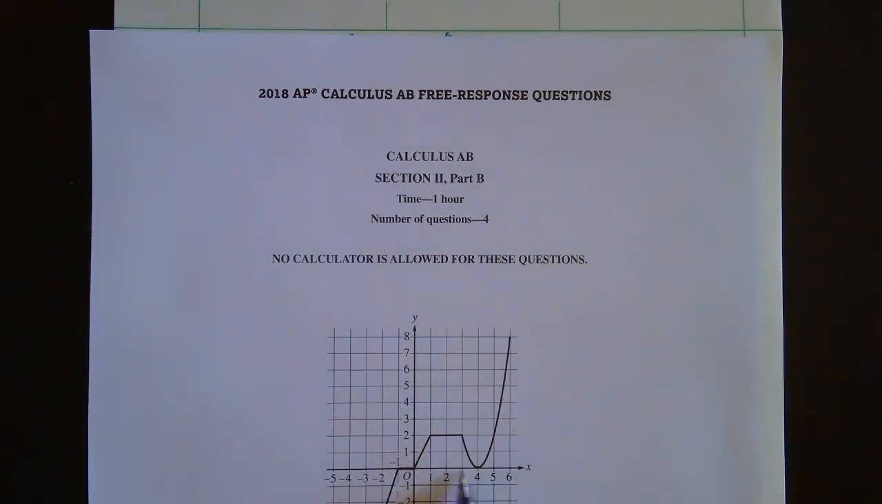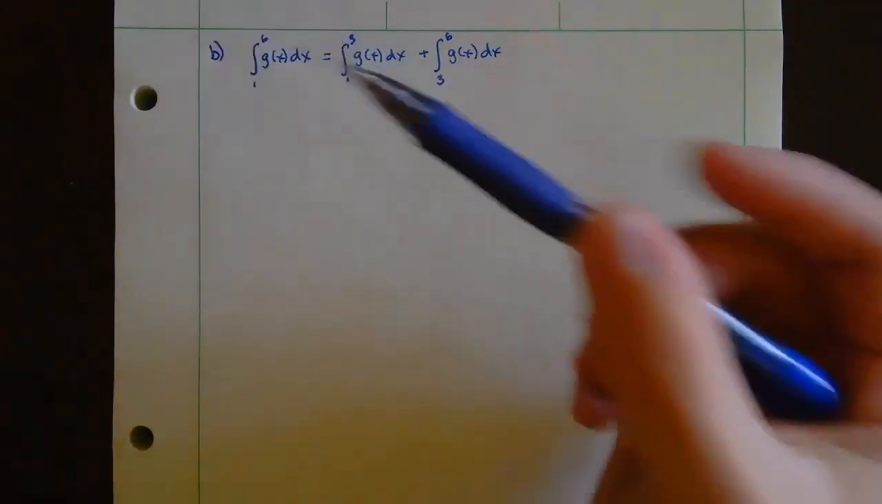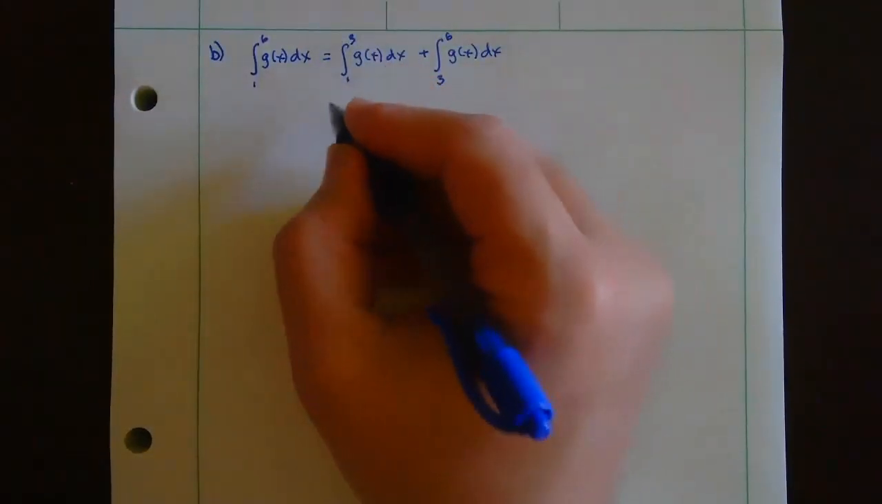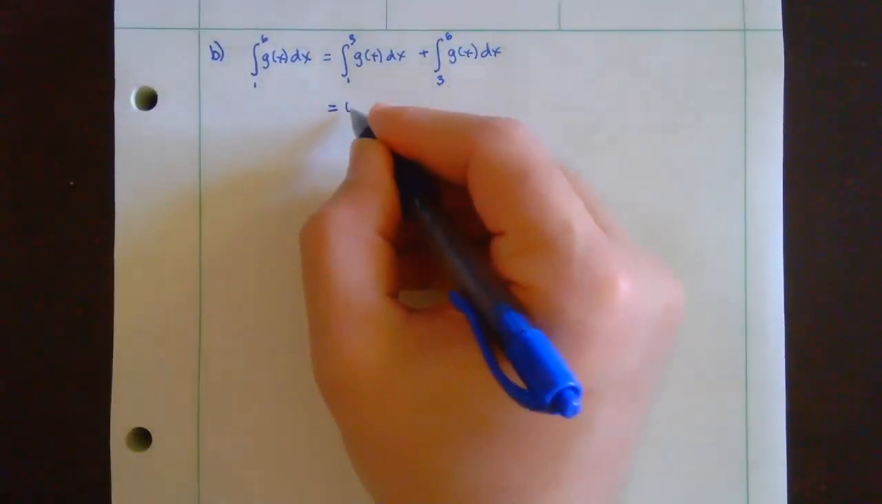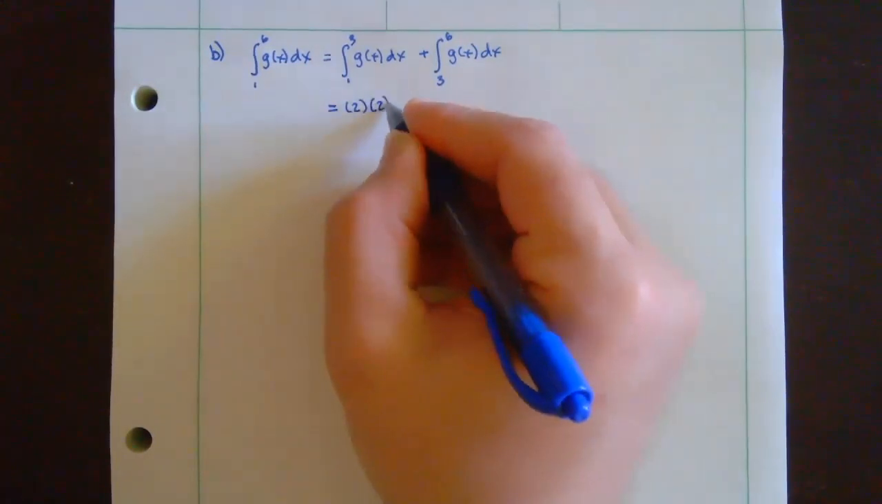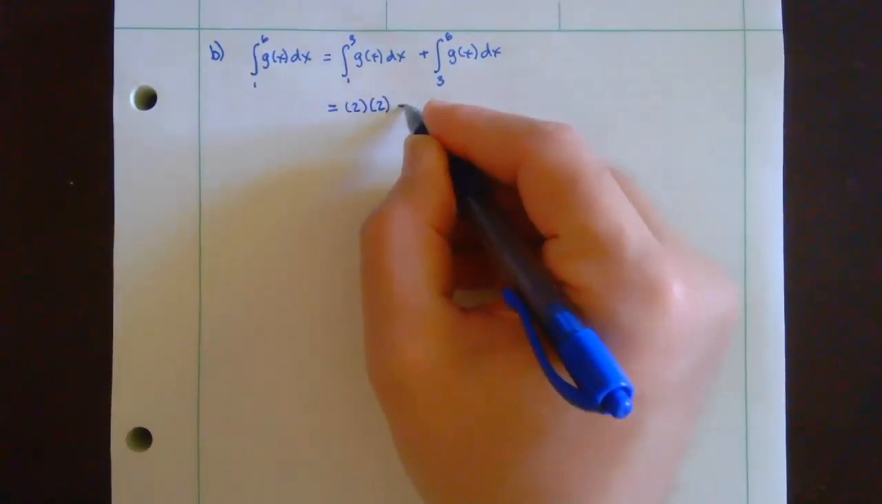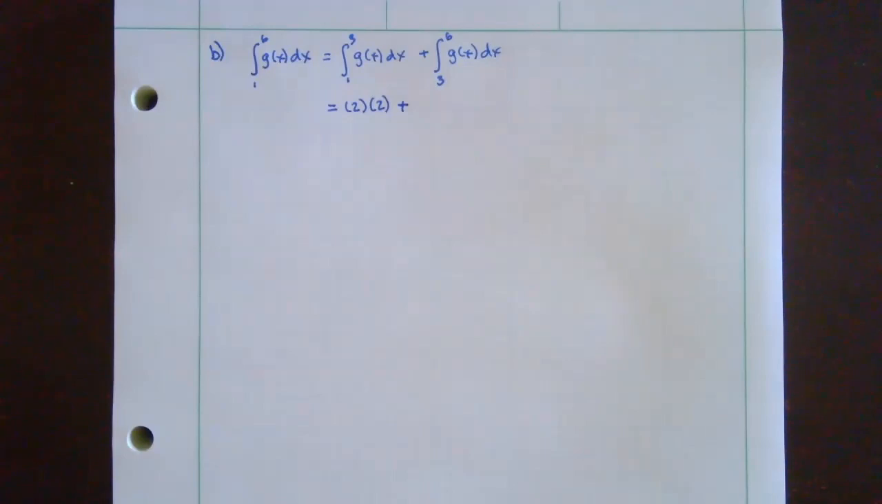Now from 1 to 3, that's just a square right here, right? So that's just 2 by 2. So we can get the integral here by just finding the area of the square, which is 2 times 2, or if you wrote 4 there, that'd be fine, okay? And then plus, we want to do the integral from 3 to 6, right?